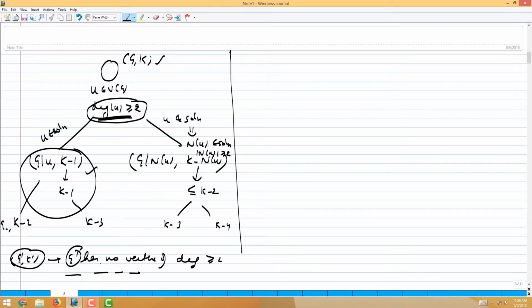On these kind of leaf nodes, we know that this graph has to be isolated edges. And what do we need to check now? There should not be more than k prime of these edges, right? Because from each edge I have to pick some.